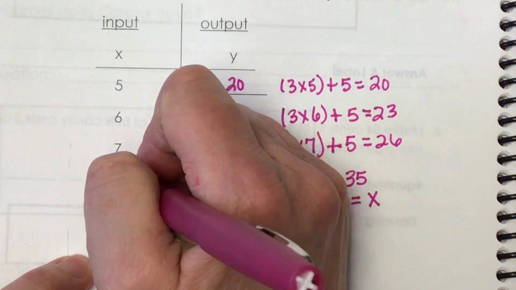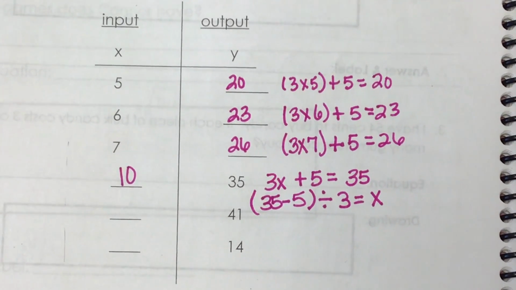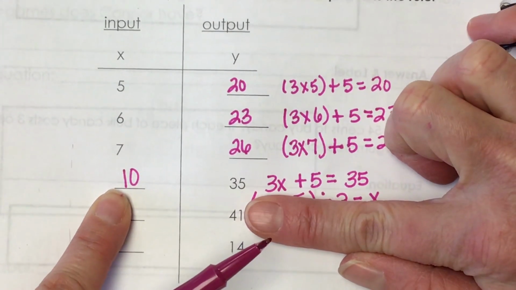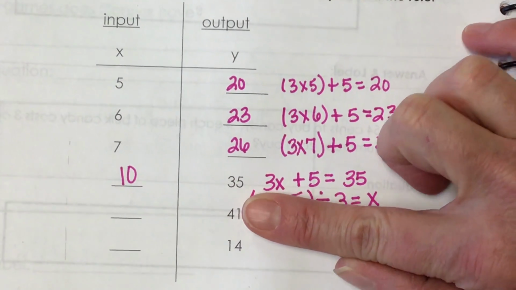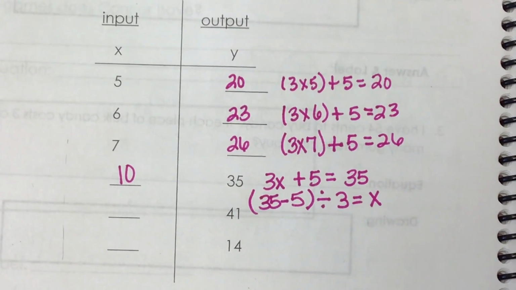And then I like to just make sure that it works, because I noticed this when we're grading the spiral reviews, and it gives you a blank and then minus or plus and then a number equals. Sometimes you guys subtract and you should add. So I just like to make sure that it works. So let's go back and replace the x. 3 times 10 is 30. Plus 5 is 35. Does that work? Yeah, it works.